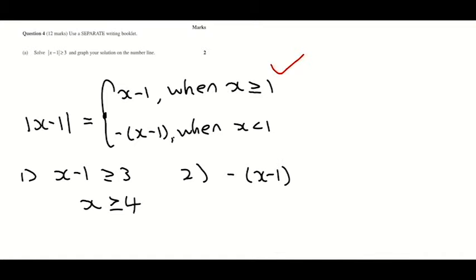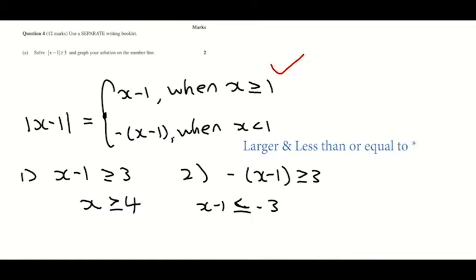Case 2. Negative x plus 1 is larger than or equal to 3. We can multiply negative 1 onto both sides, which will give us x minus 1 is less than or equal to negative 3. We add 1 on both sides, which will give us x is less than or equal to negative 2. This also maintains our domain, as the solution is less than 1, therefore it is a valid solution.